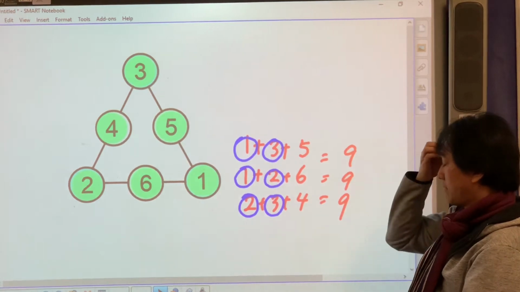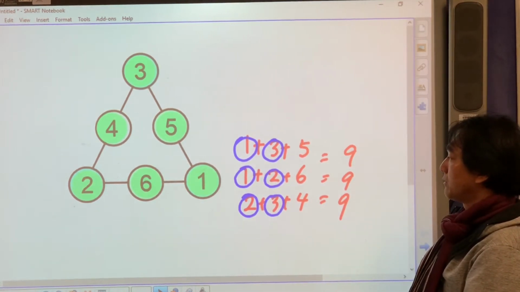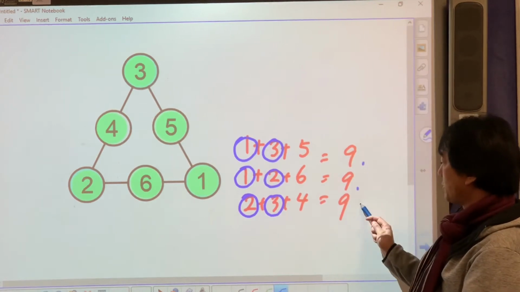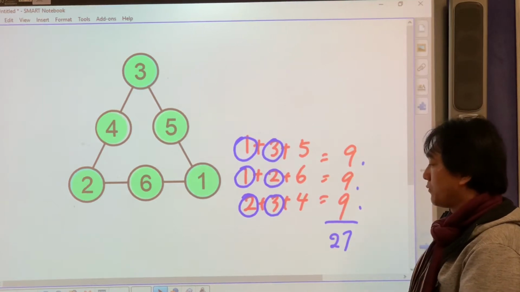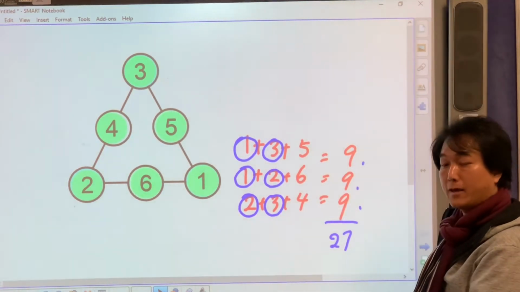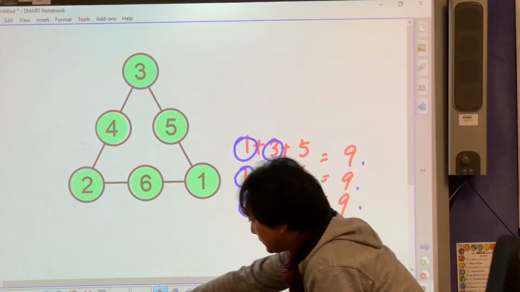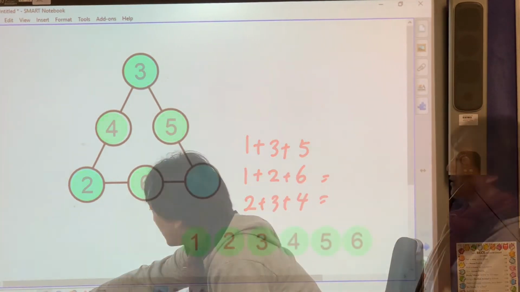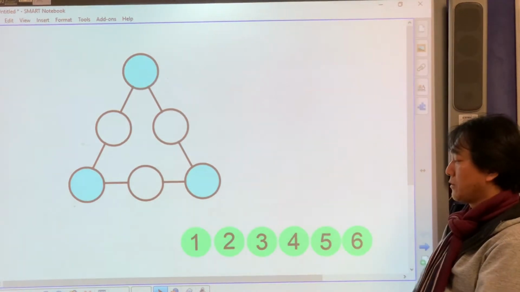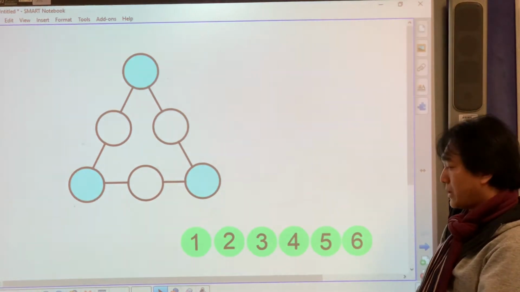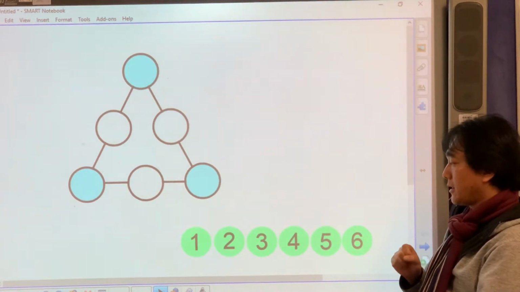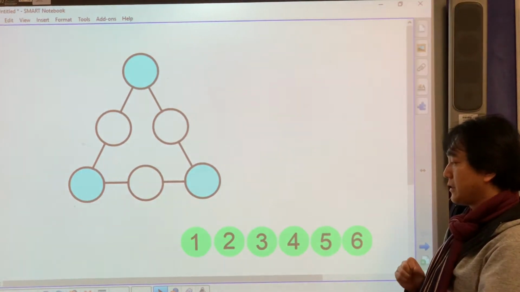So let's think. So I added all together, that's 27. What I had originally was 1, 2, 3, 4, 5, and 6. So let's go back to where we were. If I add 1, 2, 3, 4, 5, and 6, how many would that be? Well, let's pause the video. Then how did I get 27 altogether? So let's pause the video.